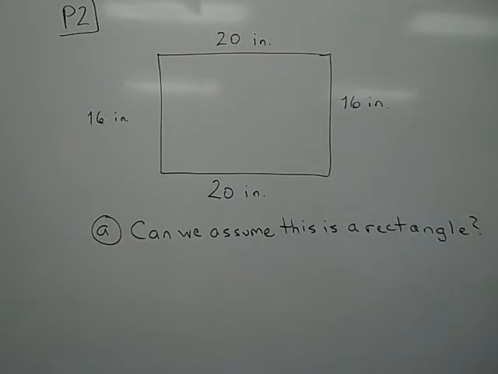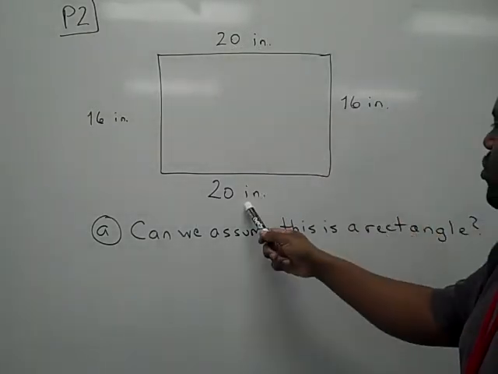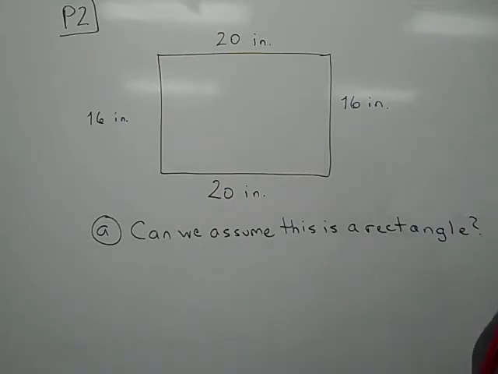In our final example problem, we have a picture here, and we want to answer a couple of questions about it. As you can see, we have 20 inches here, 16 inches here, 20 inches, 16 inches. It's obviously a four-sided figure. What we want to do is answer this question. Can we assume that this is a rectangle? Think about it for a moment. So can we assume this is a rectangle?